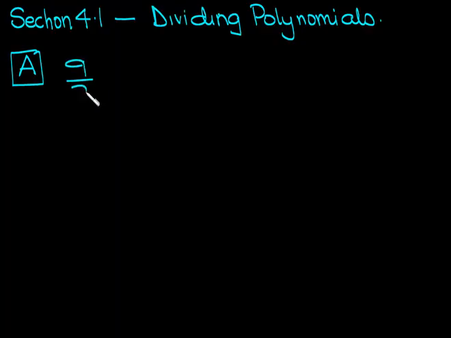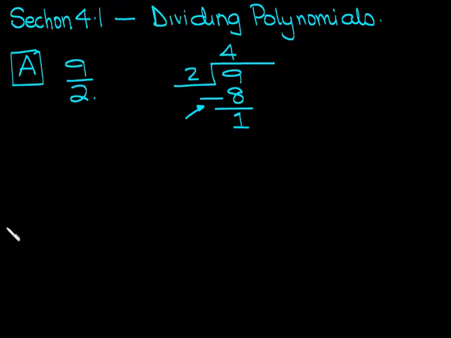Okay, let's say that I ask you to divide 9 by 2. In old school we learn to write it this way, 9 divided by 2. We ask ourselves how many times does 2 go into 9. In this case it's 4. We get an 8 over here. Then we subtract. The key thing is we subtract, and then we get 1.